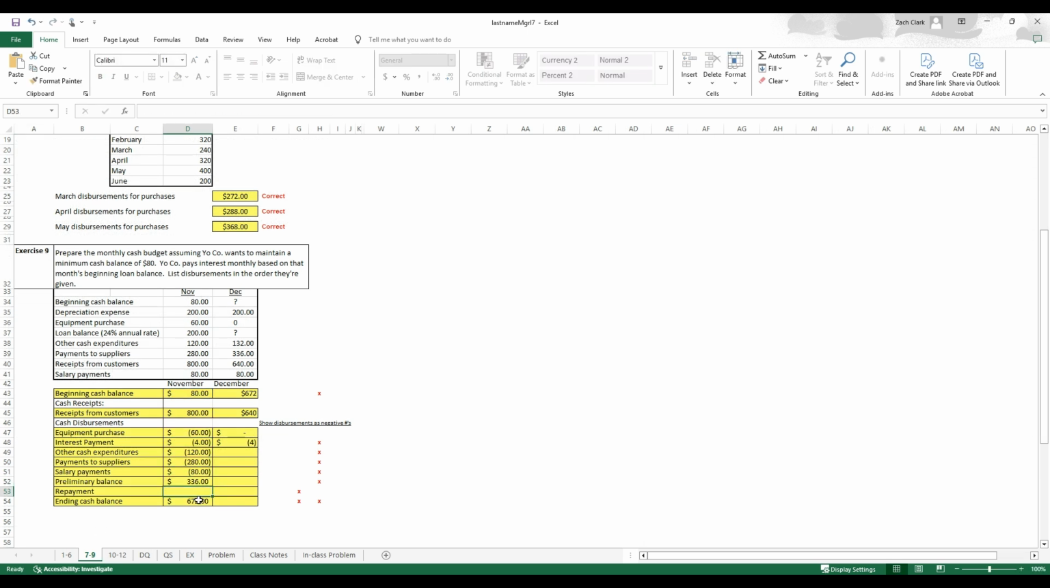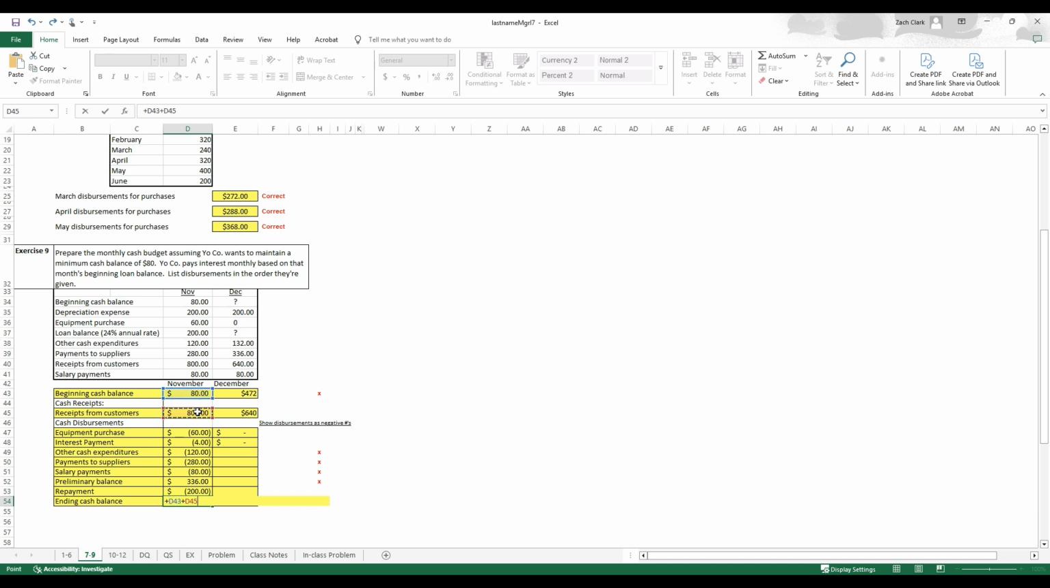Okay, so our preliminary balance becomes $336 before we consider repayment on our loan. So we can pay down the loan $200 basically and still maintain a balance. Let's do this. Is that right?